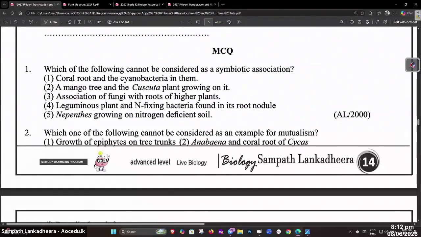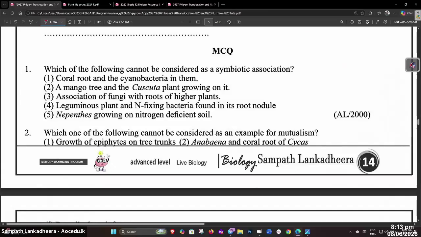So first question: which of the following cannot be considered as a symbiotic association? Can you help me to find the answer for that? Which of the following cannot be considered as a symbiotic association? Coralloid root and cyanobacteria in them; a mango tree and cuscuta plant growing on it; association of fungi with roots of higher plants; leguminous plants and nitrogen fixing bacteria found in the root nodule; Nepenthes growing on nitrogen deficient soil.